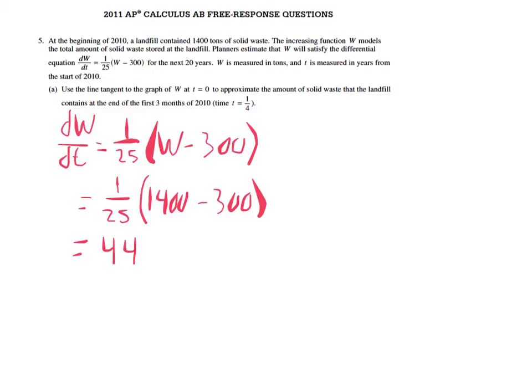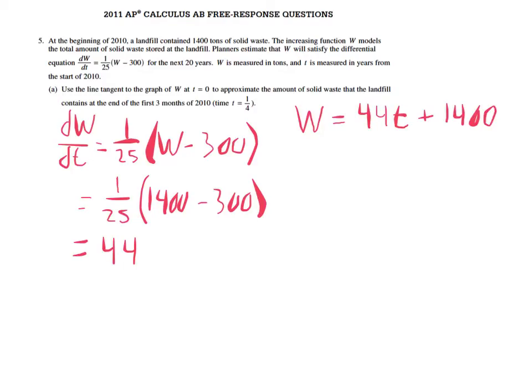And so our equation for W, our tangent line for W, I should say, is going to equal, I was going to say 1/25, but that's not the slope we're using. We're using 44. It's going to equal 44, which is the slope at that point, times t, plus 1,400.